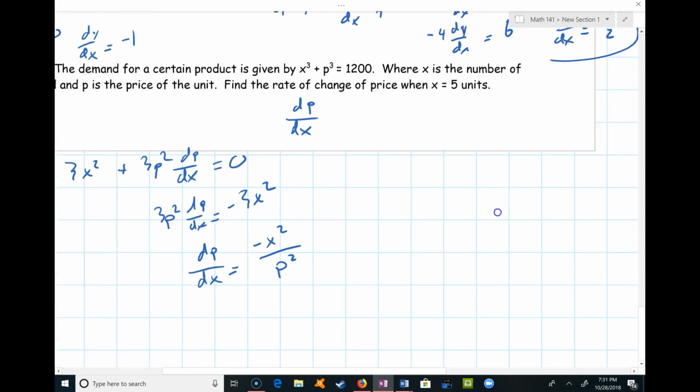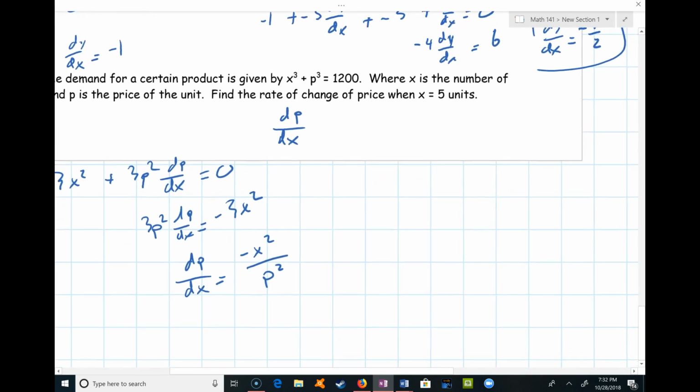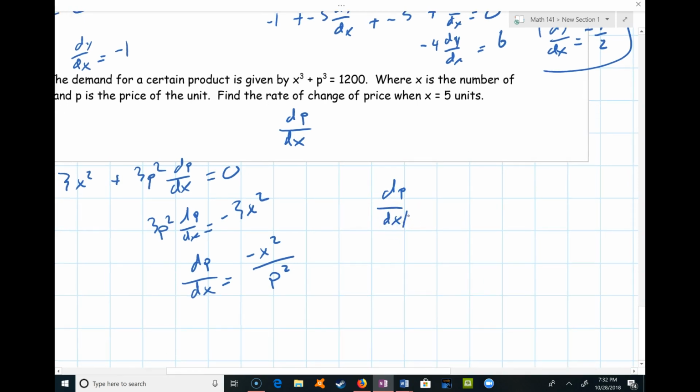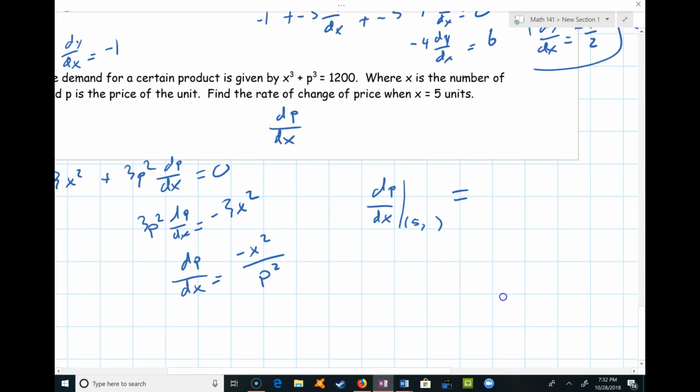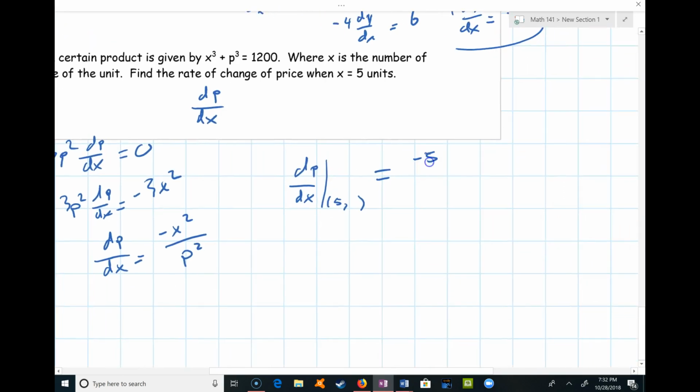So that's a formula. I want to know what happens when it's 5 units. So dp/dx when x is 5, that would be negative 5 squared, so that'd be negative 25 over p squared.